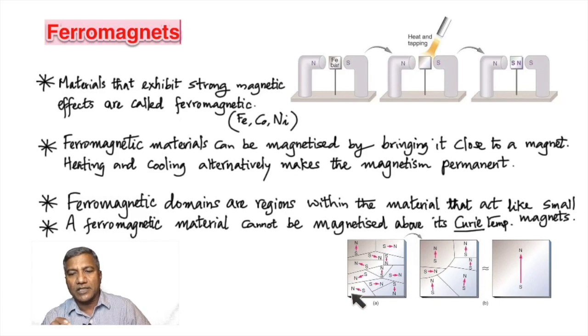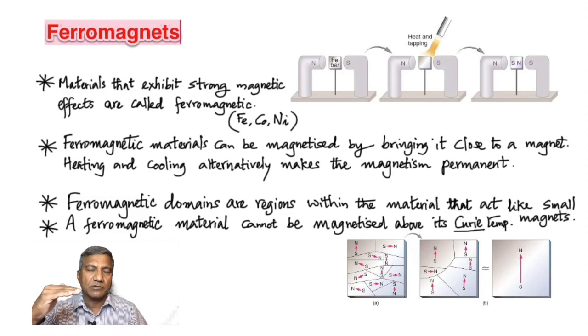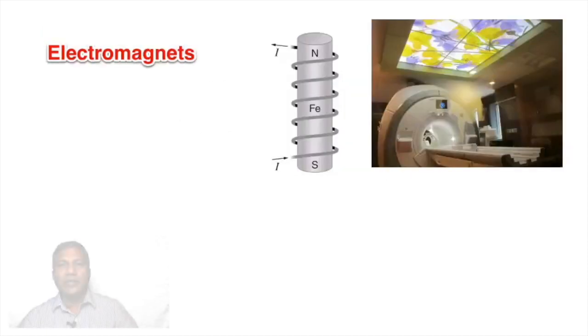And a ferromagnetic material cannot always be magnetized, because if you keep it above a certain temperature, it cannot be magnetized. So that temperature is called the Curie temperature. The Curie temperature is the maximum temperature beyond which a ferromagnetic material cannot be magnetized. That means you've got to cool it down to a temperature less than the Curie temperature in order to magnetize a ferromagnetic material.